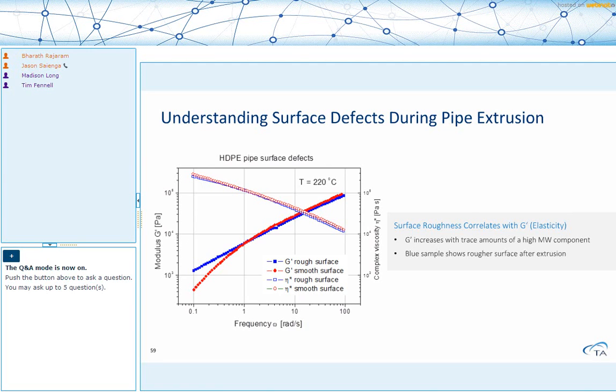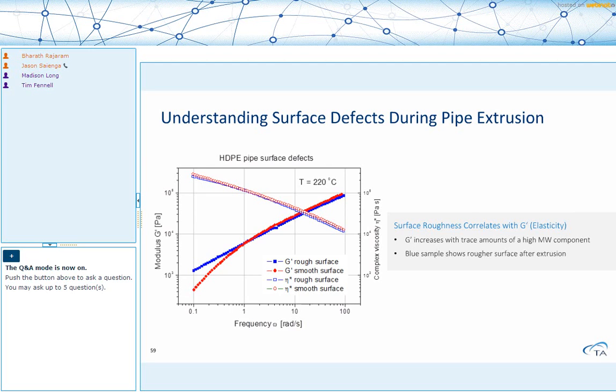And the reason for that is once you have a high molecular weight component, the entire structure takes a longer time to relax, which means after you finish extruding the product, it's going to take a longer time for any surface defects to relax and get a smooth surface.